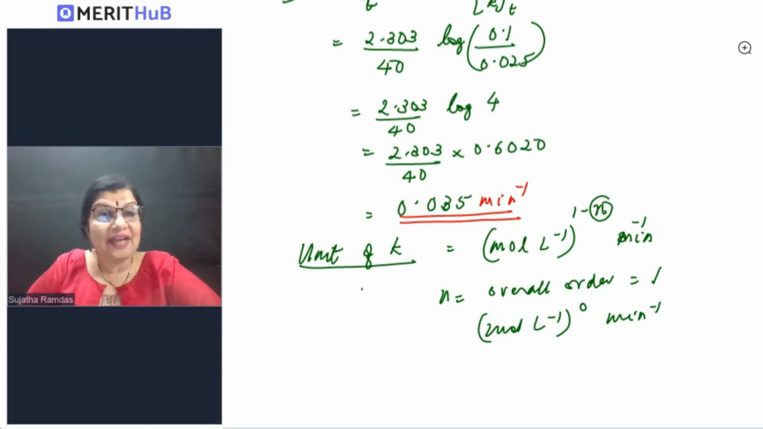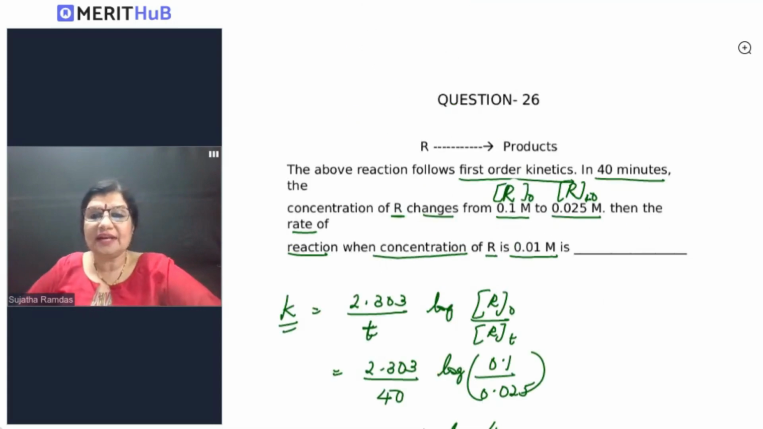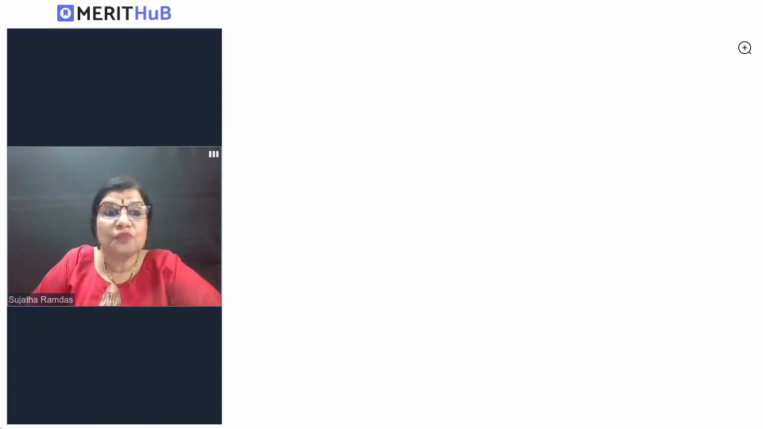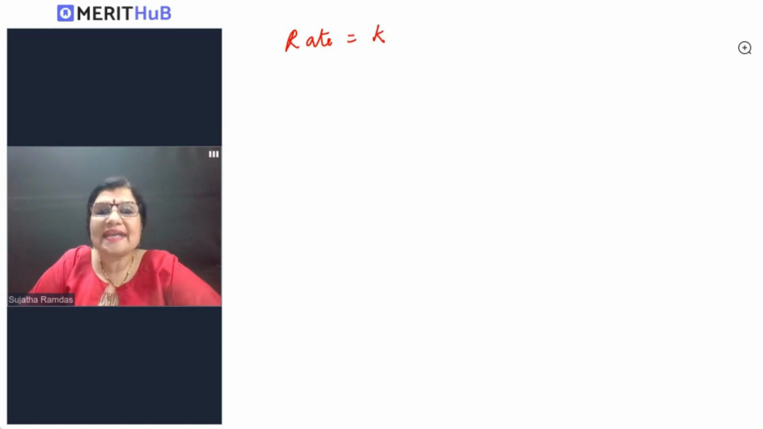But the question is to find out the rate of the reaction when the concentration of R is 0.01 molar. Once we know it is a first order reaction, the rate constant value is going to remain constant. So we know the rate constant also. Now we have to use this information to find out the rate of the reaction. For that, we will make use of the rate law. Rate is equal to the rate law expression for a first order reaction, k into concentration of R to the power of 1, because it is a first order reaction.